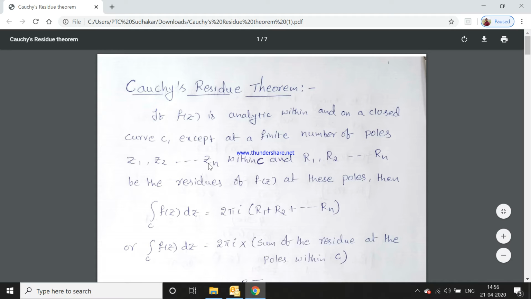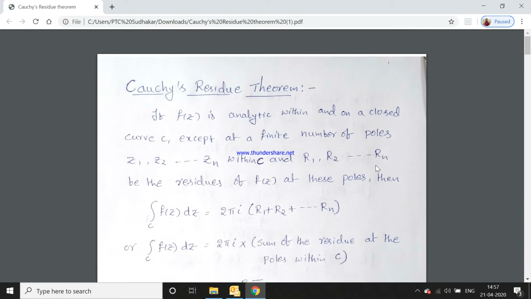This means that z1, z2, and so on up to zn are the poles and r1, r2, and so on up to rn are the residues of f(z), and f(z) is analytic within and on a closed curve C except at a finite number of poles. How do we find the poles? We equate the denominator to 0 and find the poles of the given f(z). Then, for the poles within C, we can find the residues r1, r2, and so on up to rn. So by using the poles and residues we find the integration of f(z), that is 2 pi i times the sum of the residues.